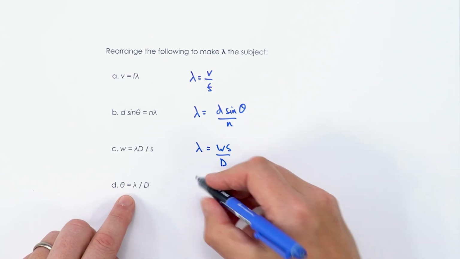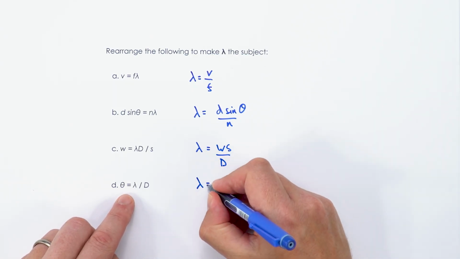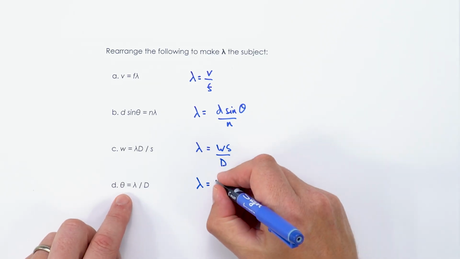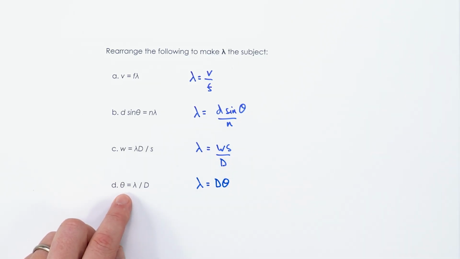And then for the last one, again, to work out lambda, this is now going to be something where we've got to multiply both sides by d. So this is going to be equal to d theta in that case. And there we go, that's it.